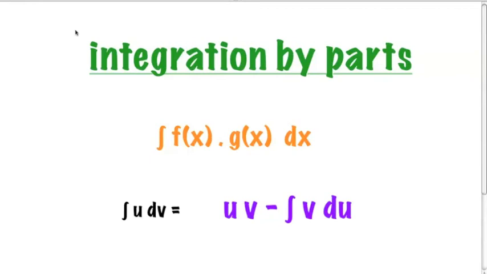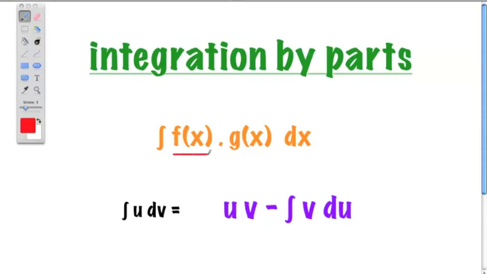Hello, our topic for this video is integration by parts. Integration by parts is a technique for simplifying integrals of the form f(x) g(x) dx. In this topic, we'll apply this formula, which is the integral of u dv equals uv minus the integral of v du. In this form of integral, let's assume that f(x) is u and g(x) dx is dv.